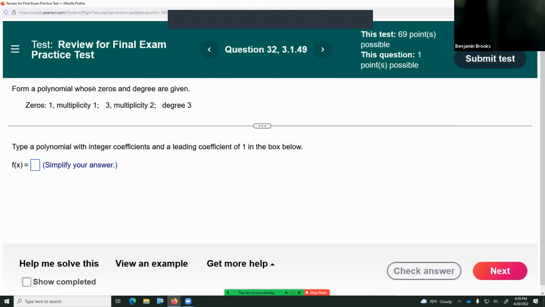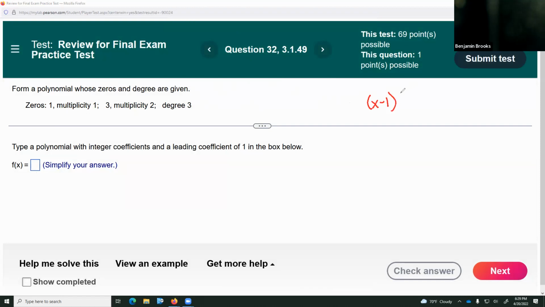Ooh, zeros with multiplicities. So this one, to find a polynomial with this particular degree, we're going to have, for example, a zero at 1 with a multiplicity of 1. So you're going to use x minus 1. Zero at 3 with a multiplicity of 2. So you have x minus 3 squared. And it's degree 3. So we're just going to multiply it out.